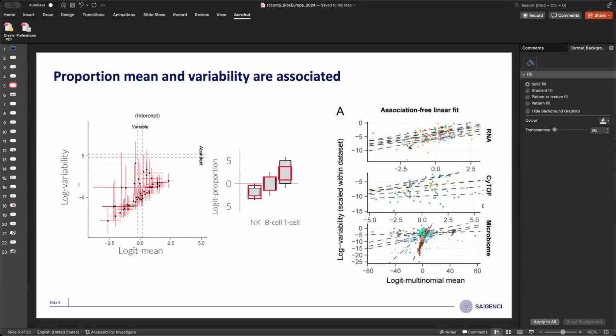And we tested this association between mean and variability for RNA, cytof, and microbiome data. And you can see that, to some extent, you have it for all these technologies. Each of the lines is a data set, so we have 6 data sets for each of these technologies. So the relationship is definitely there.